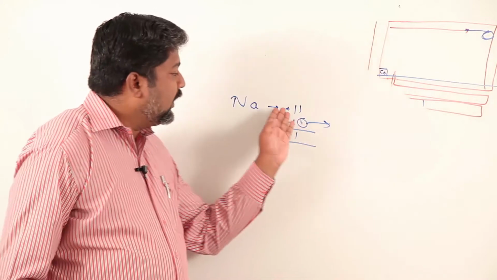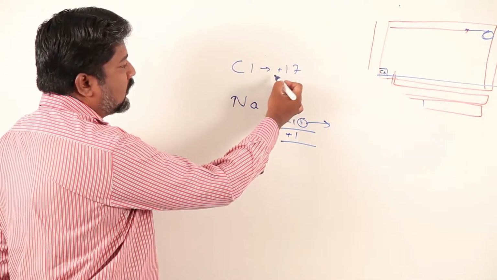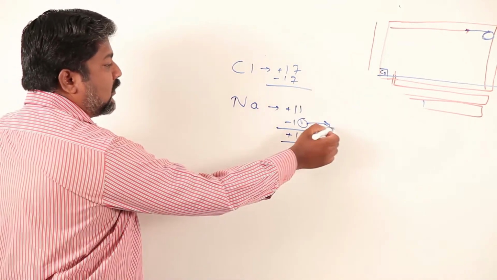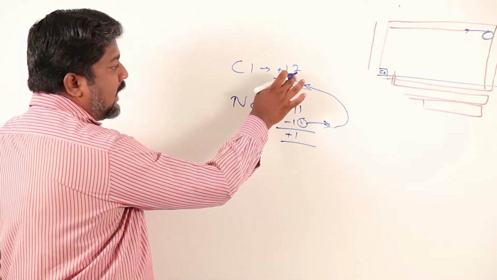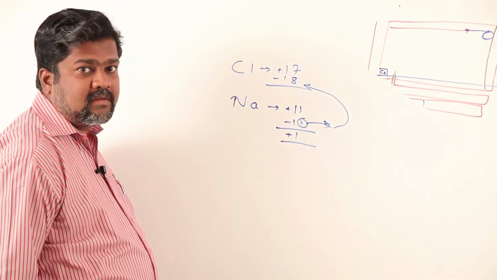What happened to chlorine over here? Suppose chlorine is there, it is having 17 protons and 17 electrons. Net charge is 0. But whatever the electron is donated by sodium, that will be accepted by chlorine. And now instead of minus 17, it will have minus 18 charge.